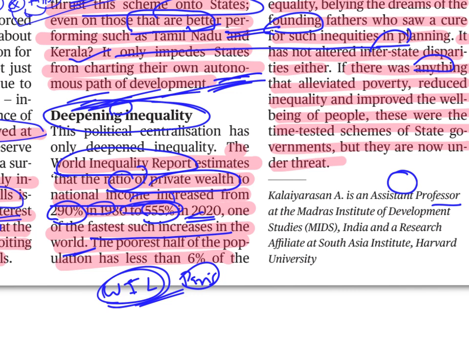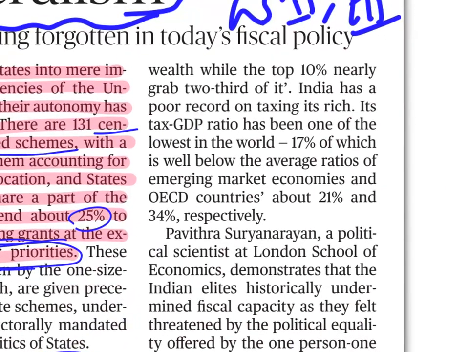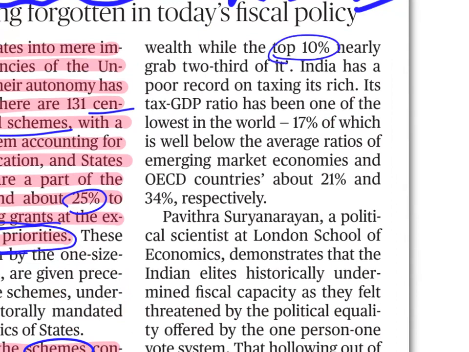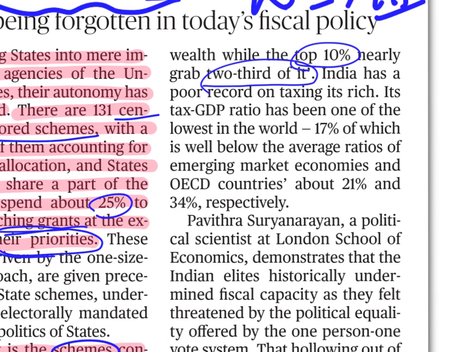Poor remains poor. Look at this. The poorest half of the population has less than 6%. We are talking about wealth. Out of, let's say, 100 people in the economy, 50% of them have only 6% of the total wealth. Whereas the top 10% of the population has two-thirds of it. The top 10% has two-thirds, and the 50% poor people have only 6%. That is the problem.